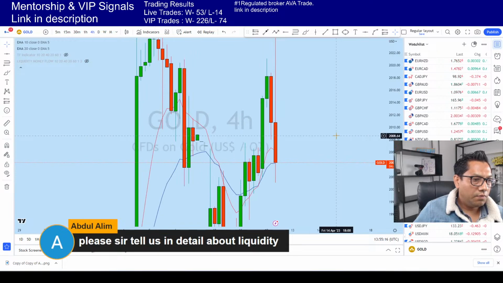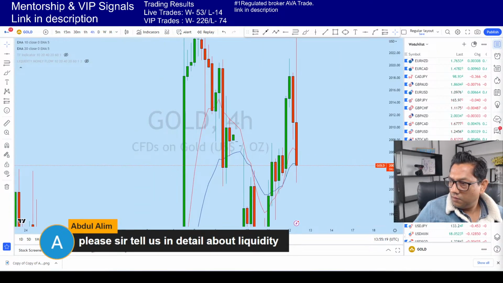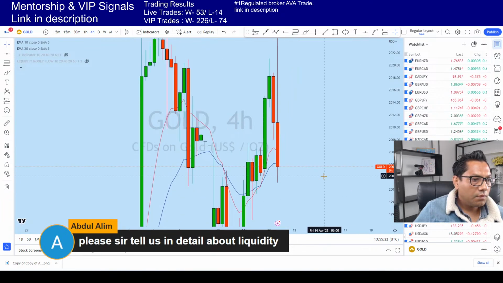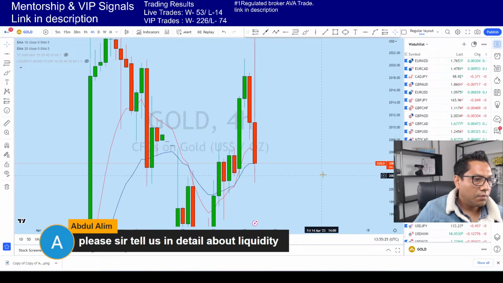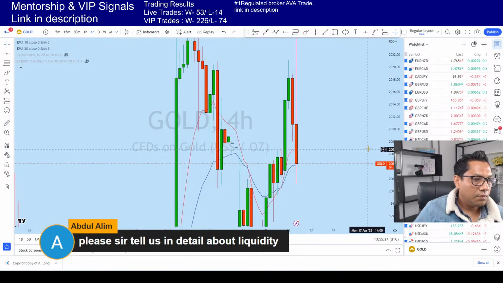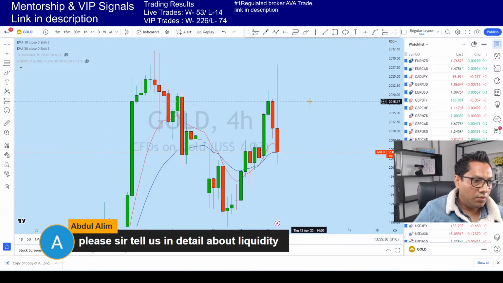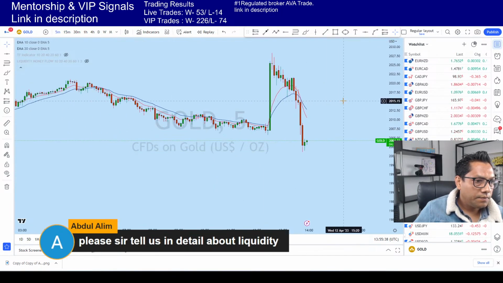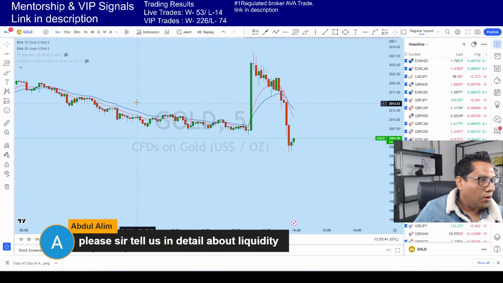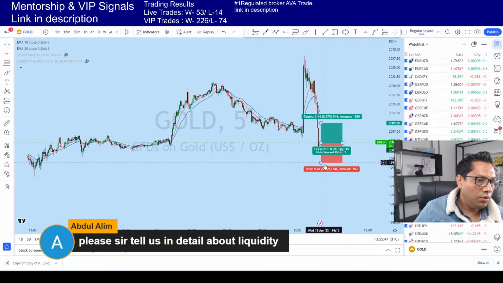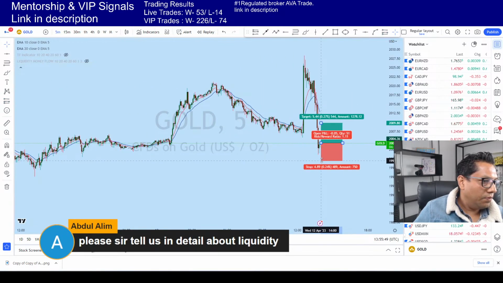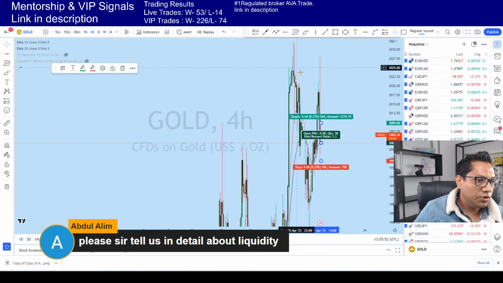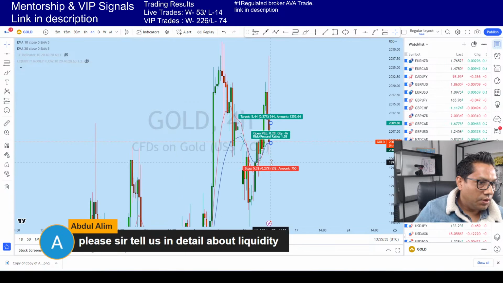Just now pushing up. Okay, so looks like it will now continue to rise. Let me see. Okay, let's go long with gold. We'll be going long with gold. Stop loss below this low. Keep in mind, stop loss below this previous 4-hour candle's low, below this low.